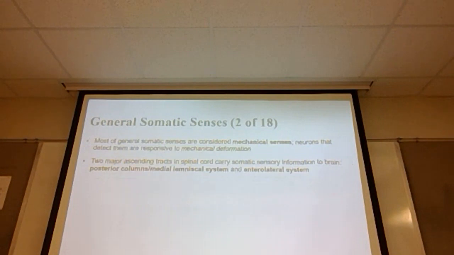Most of the general somatic senses are considered mechanical senses. The neurons that detect them are responsive to mechanical deformation. In other words, the neuron itself is being deformed, or changing shape, and that's the signal. Two major ascending tracts in the spinal cord carry somatic sensory information to the brain: the posterior columns and medial lemniscal system, and the anterolateral system.